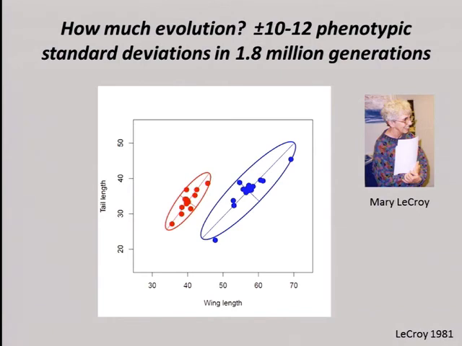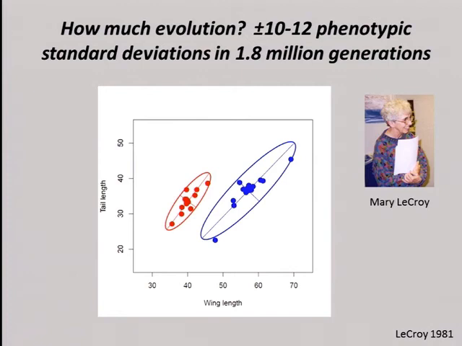Here's the wing length and tail length, not preferences in this diagram, but the actual analogs of these measurements. And you can see that the male diversification is considerably greater than in the females. Again, a sign of a sexual radiation.